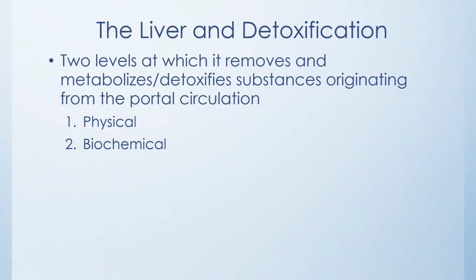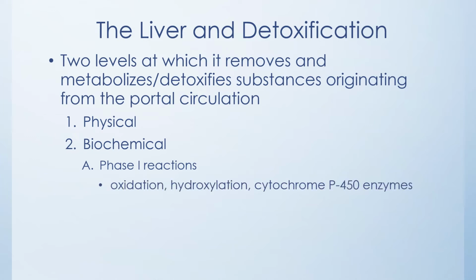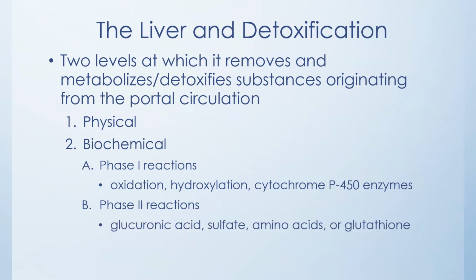The biochemical reaction has two classes. Phase 1 reactions involve oxidation, hydroxylation, and other reactions catalyzed by the cytochrome P450 enzymes, and the phase 2 reactions conjugate the resulting products with another molecule like glucuronic acid, sulfate, amino acids, or glutathione to promote excretion. The products of this reaction are then excreted into the bile or returned to the bloodstream to ultimately be excreted by the kidneys.